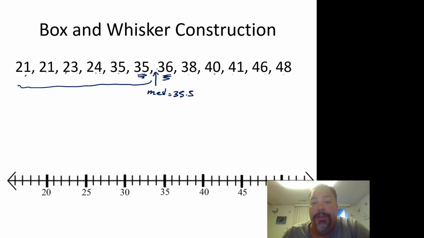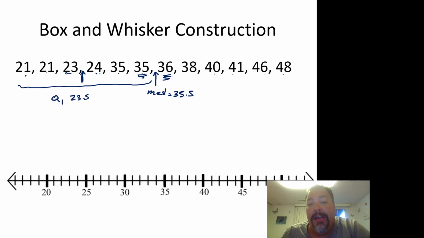Now we look at everything to the left of it. So exclude the median. If the median is in your list, you're not going to count that. You're going to look at everything to the left of the median and do the same thing. What's the middle number here? If it's even, then you have to find the number that's between those two middle numbers. In this case, it's between 23 and 24, so it's going to be 23.5. And that's going to be our Q1.